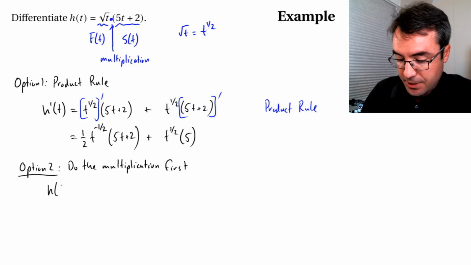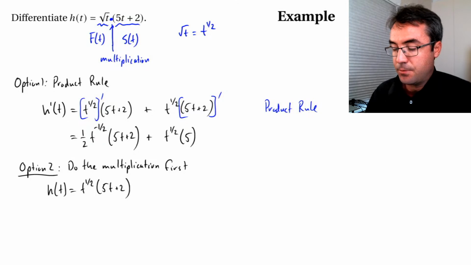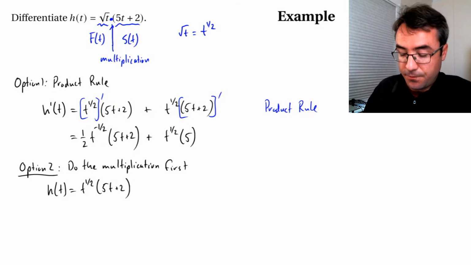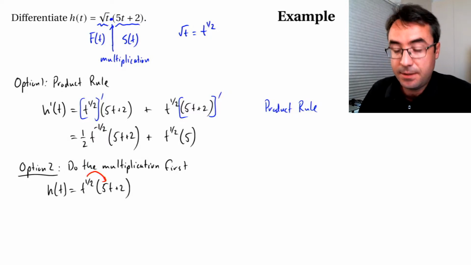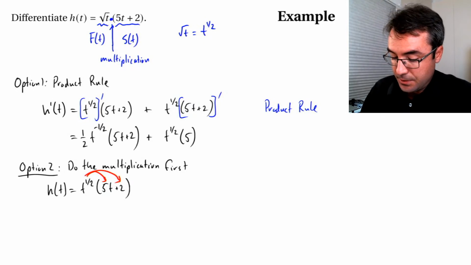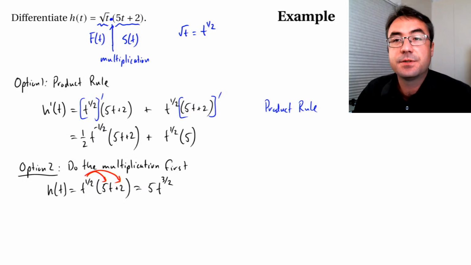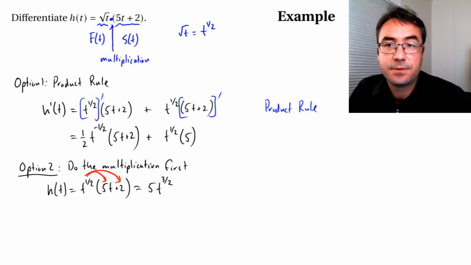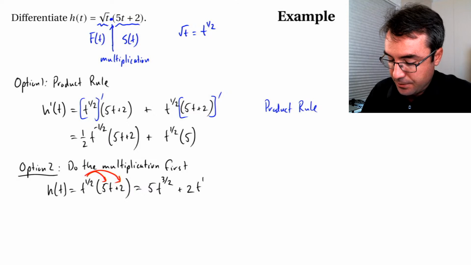So let's write down our function h of t equal to t to the 1/2 times 5t plus 2. And we're going to, like I said, do the multiplication first. So we're going to take this t to the 1/2 and we're going to multiply it to the 5t, and then we're going to multiply it to the 2. So we're going to distribute it, doing the multiplication. So if we do that, we get 5t to the 3/2. So we add the exponents. And then we get 2 times t to the 1/2.